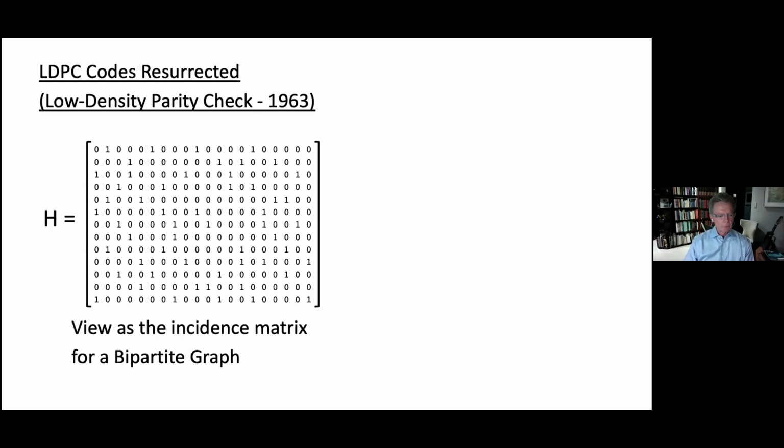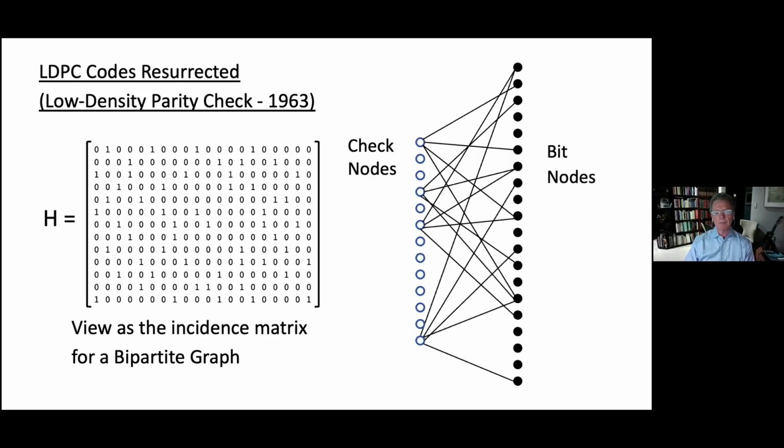You can view this H matrix as an incidence matrix for a bipartite graph, where every row defines a check node and every column defines a bit. And here I've shown bit nodes on the right, check nodes on the left. And then you put in an edge between the check node and the bit node if there's a 1 in the parity check matrix. That style of code with very few edges, which is to say the low density property, allows you to do this iterative decoding that I'll describe.